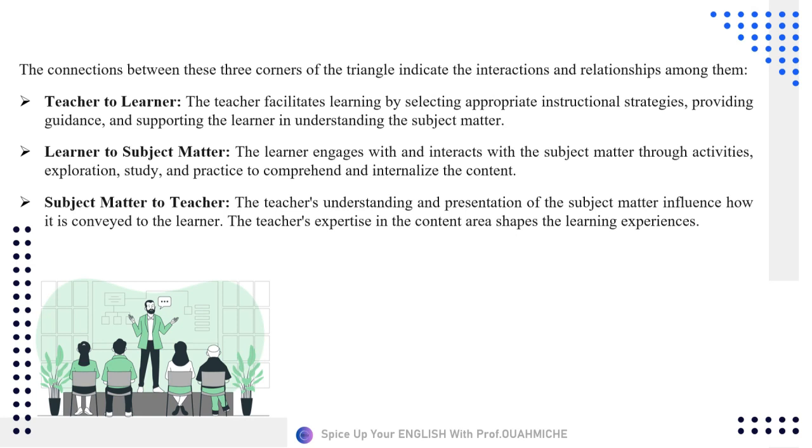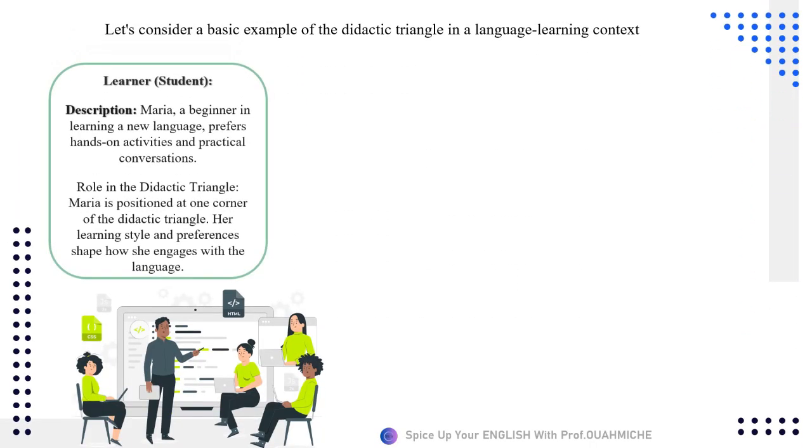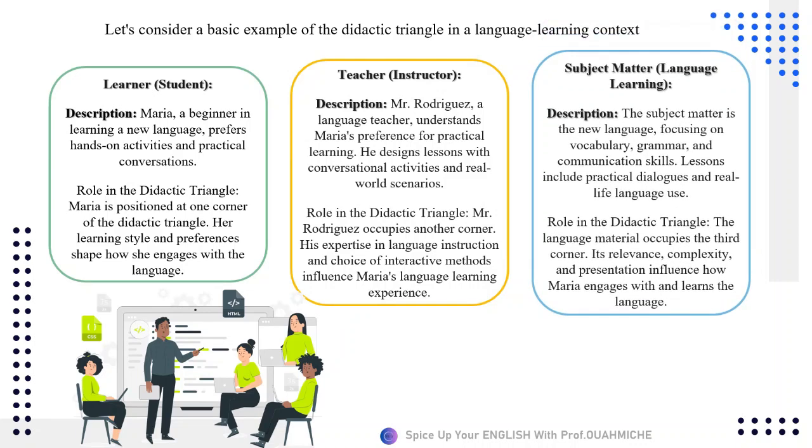Let's consider a basic example of the didactic triangle in a language learning context. The learner or student, for example, Maria, a beginner in learning a new language, prefers hands-on activities and practical conversations. For the role in the didactic triangle, Maria is positioned at one corner of the didactic triangle. Her learning style and preferences shape how she engages with the language.